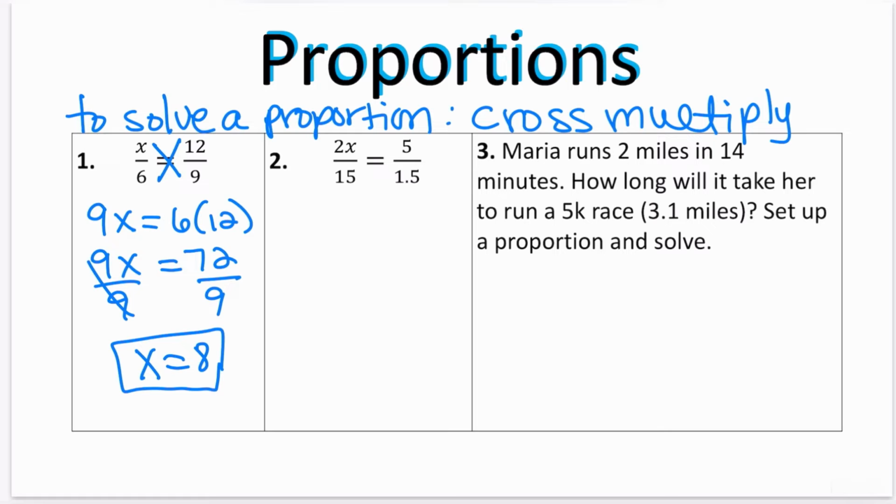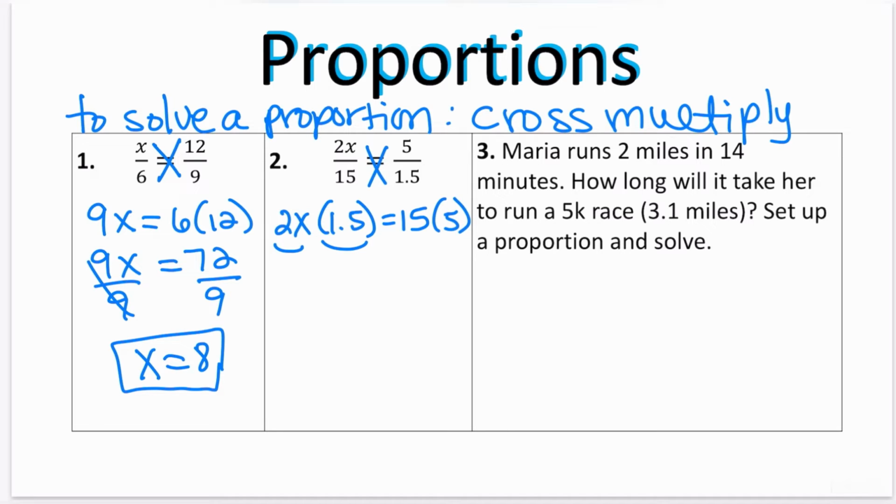Let's take a look at question number 2. We're also going to cross multiply. We are going to say 2x times 1.5 is equal to 15 times 5. The order in which you wrote that didn't really matter. In other words, I could have written 1.5 times 2x equals 5 times 15, and that's perfectly fine.